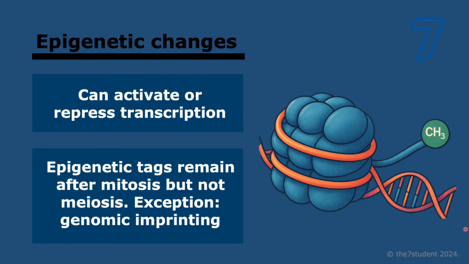So let's look at some examples. For example, pollution can cause epigenetic changes. It can cause changes to methylation patterns, and that can lead to more disease if those genes are linked to the immune system. Another very interesting example are ligers and tigons.